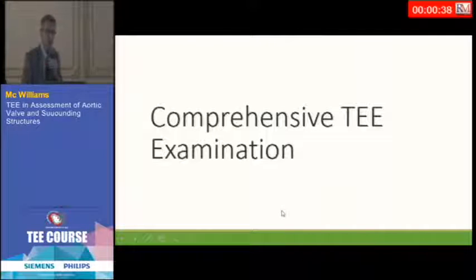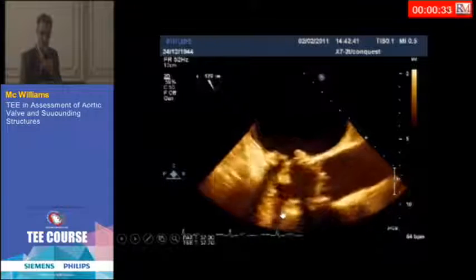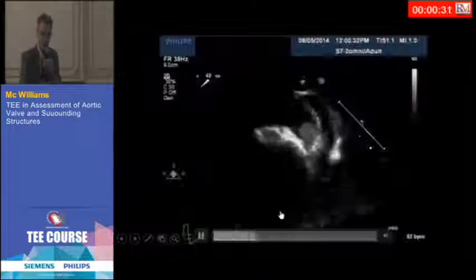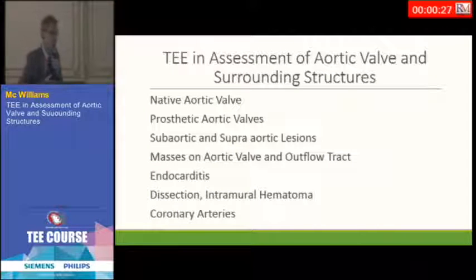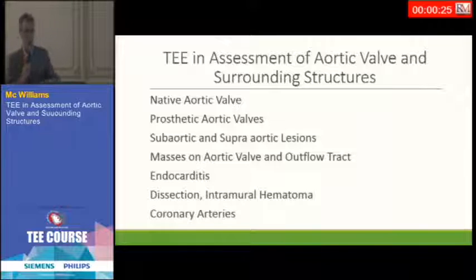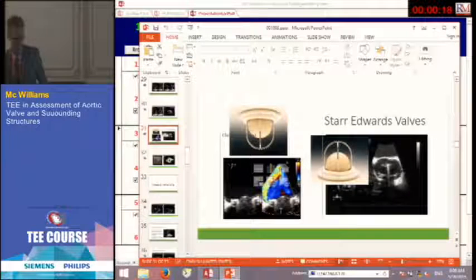So again, just to remind everyone to do a comprehensive TEE examination. You may look at one valve, see pathology in another. You may see something like appendage thrombus. So again, I've covered these very briefly in this talk. Thank you very much. Thank you.